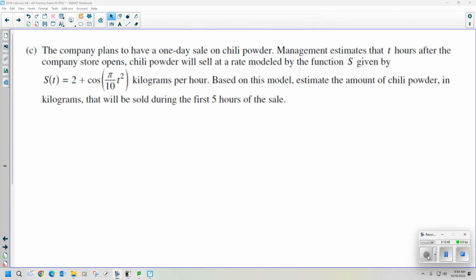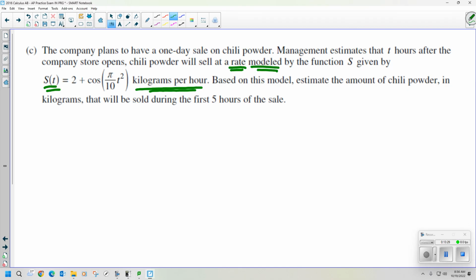C, the company plans to have a one-day sale on chili powder. Oh, glory be. Management estimates that t hours after the company store opens, chili powder will sell off the shelf, no doubt, at a rate modeled by the function S. And that is given by S of t equals 2 plus the cosine of pi over 10 times t squared, kilograms per hour. That, my friends, is a rate. I know this is a rate because it's kilograms per hour. And, oh, by the way, they tell us it's a rate.